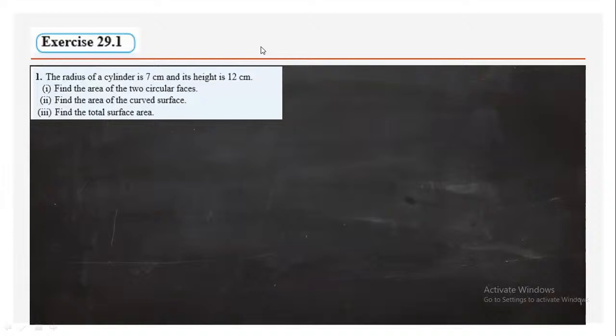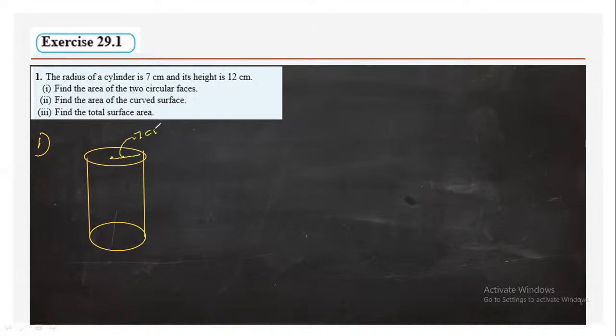Let's do exercise 29.1. The radius of a cylinder is 7 centimeter and its height is 12 centimeter. Find the area of the two circular faces. First I will draw the cylinder. Radius of the cylinder 7 centimeter. You can mention the details like this. Radius 7 centimeter, height is 12 centimeter. Area of two circular faces.